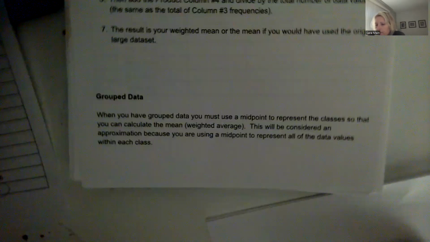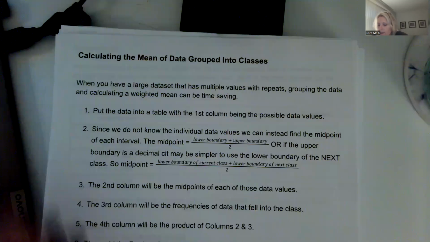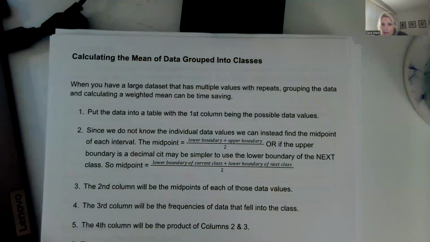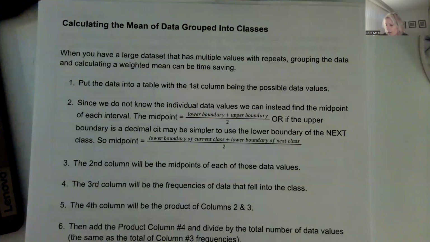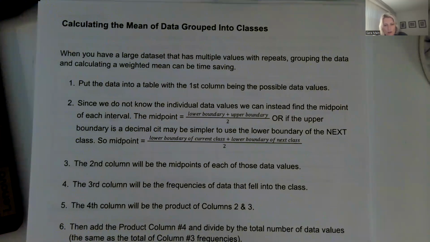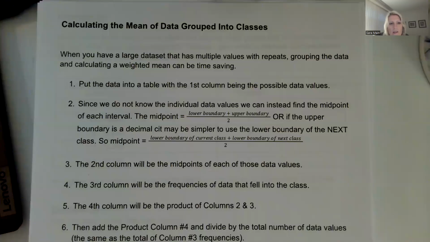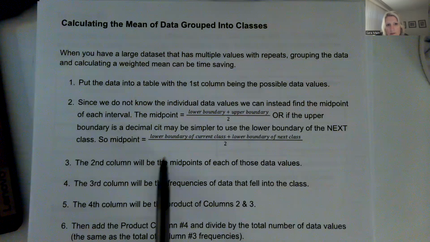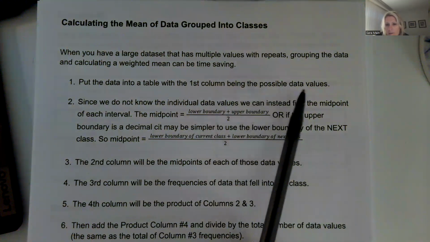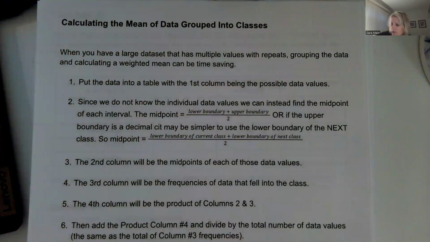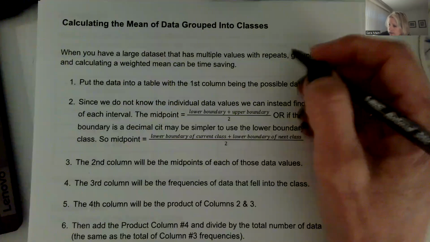Okay. Now, sometimes we have data that we don't have the raw data, but it's already been put into groups, into classes, like what we worked on in our histograms, and I think it was lesson 2.1 and 2.2. So you're going to put the data into a table with the first column being the possible values. So that's going to be your classes, your grouped classes.